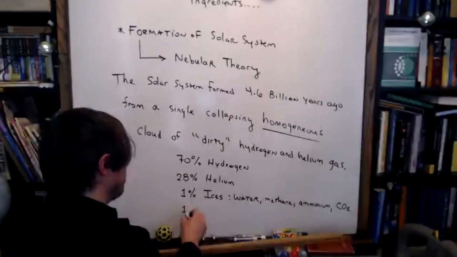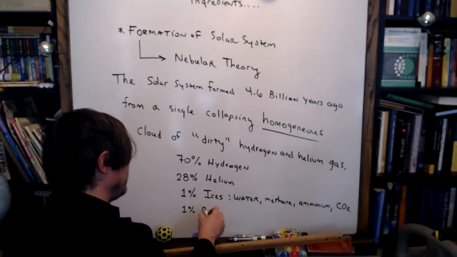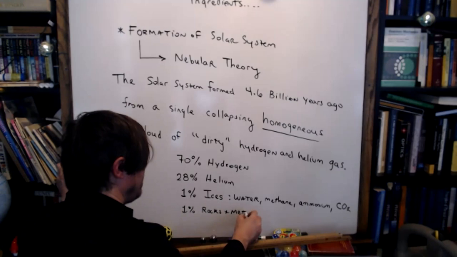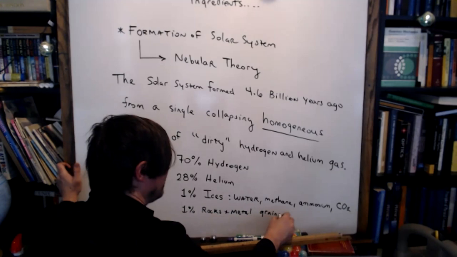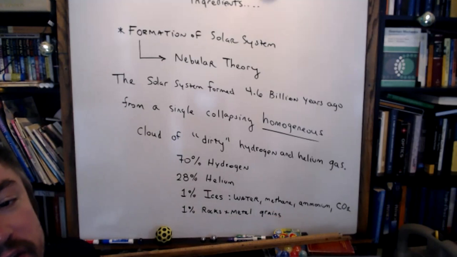And the remaining 1%, which is sometimes called dust, could be little bits of rocks and metal grains, small solid grains of rock and metal. They could be gaseous too. But that's typically the composition of your protosolar nebula.